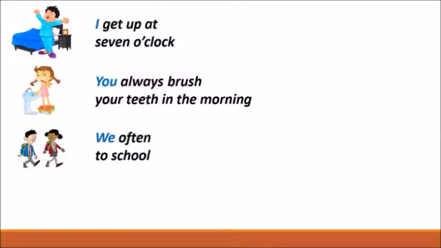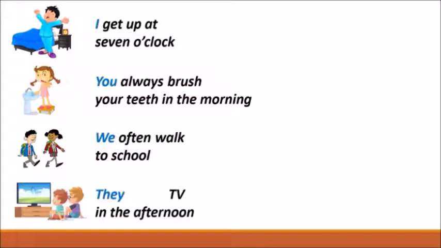Okay. The next one. We often walk to school, and look at the picture. We have two children walking, right? So we say we often walk to school, and remember the frequency adverbs. Acuérdense de los adverbios de frecuencia que iban entre el sujeto y previo al verbo. We often walk to school. And the last one, they watch TV in the afternoon. And what do you do with TV? You watch TV, right? Okay, so we say they watch TV in the afternoon.